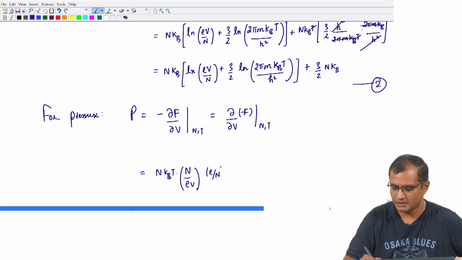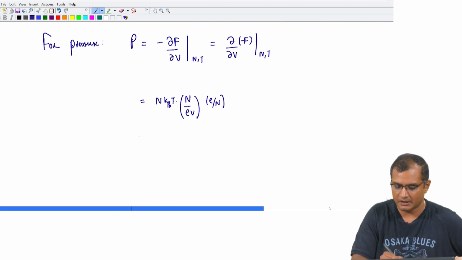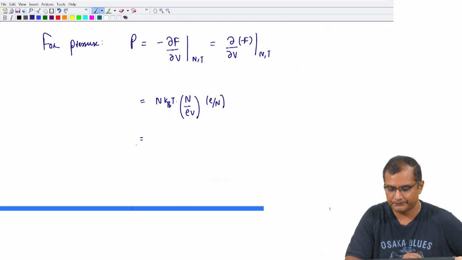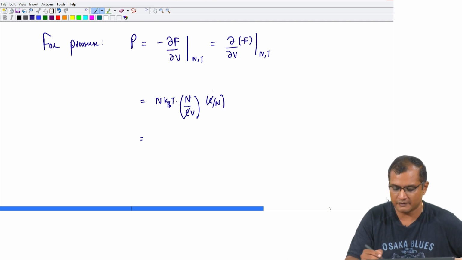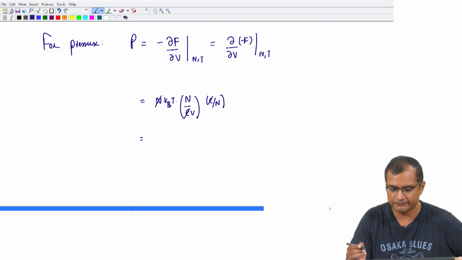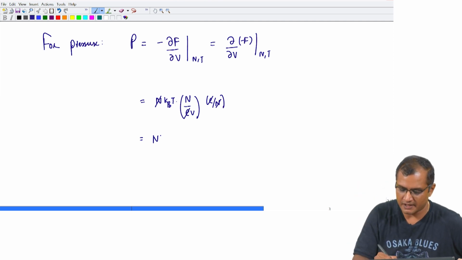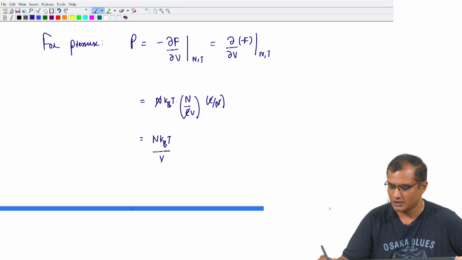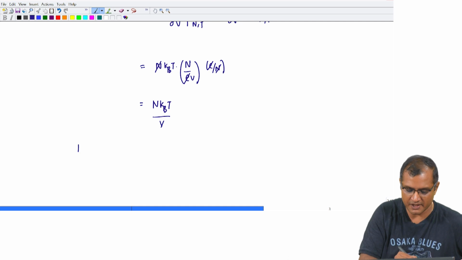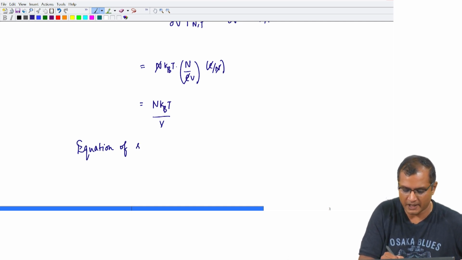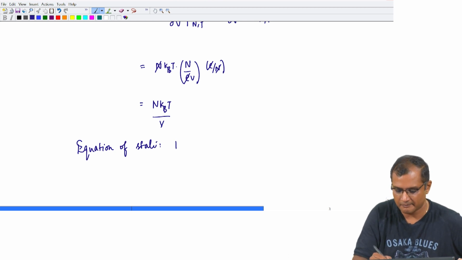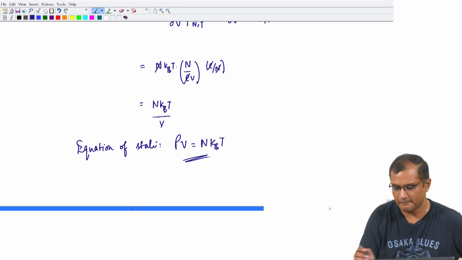Absolutely right. So, you can see that this e knocks off and this N will knock off. So, what you will have is just NkT over V. Okay. So, this is the equation of state of an ideal gas.